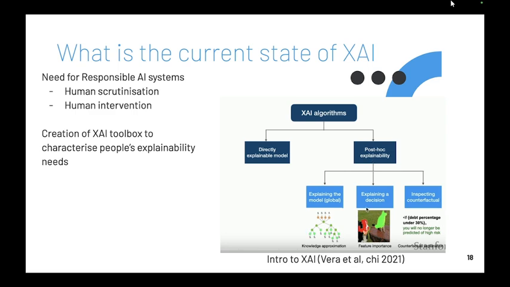Another area that needs explanation as well is why the AI made this decision. So we have now, as I was saying, feature importance: why a specific feature and not the other one.